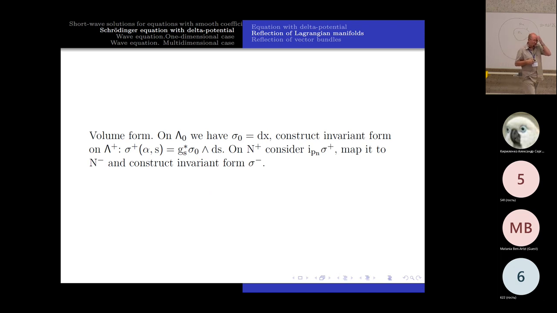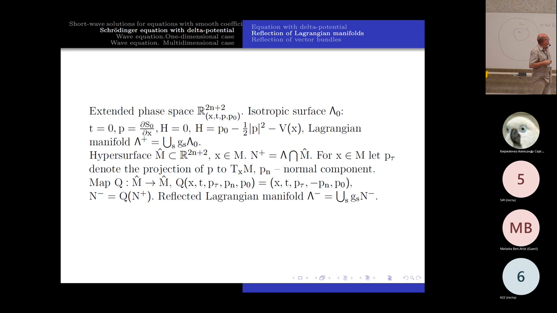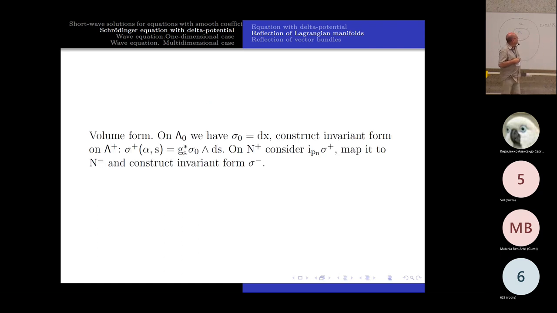Then we have to construct the volume form on this lambda minus. First of all, we construct the volume form on lambda plus. The way of construction is quite natural. We consider the form dx, and then shift this form along the trajectories of the Hamiltonian system and multiply by ds. S is the time along the trajectories. We have the physical time, which is the time in our equation, and S is the time along the classical trajectory. Then on the surface N plus, we substitute to this form the normal component of the momentum, map this form to the surface N minus, and again construct the invariant form by this same form.